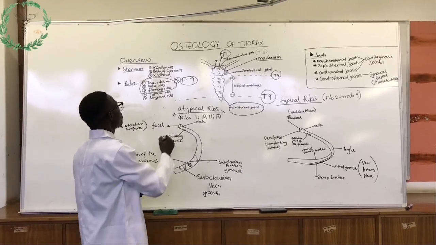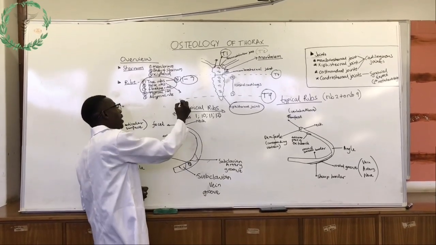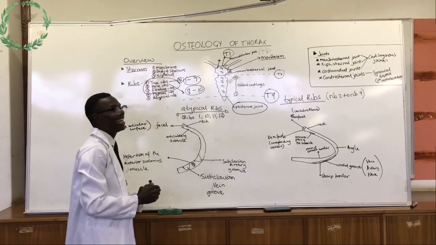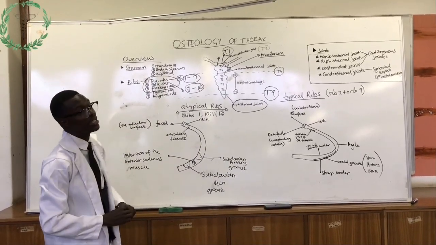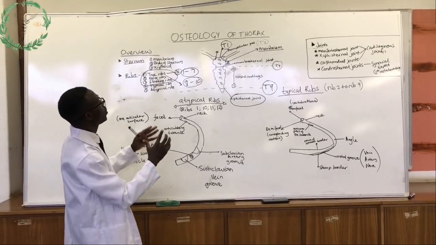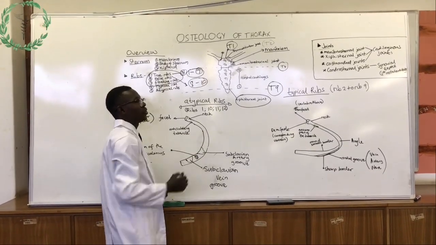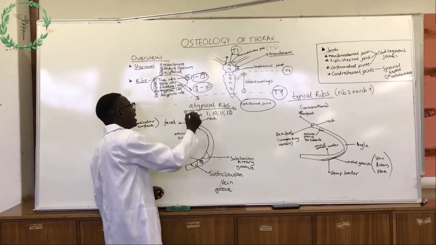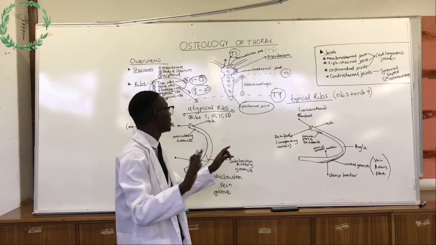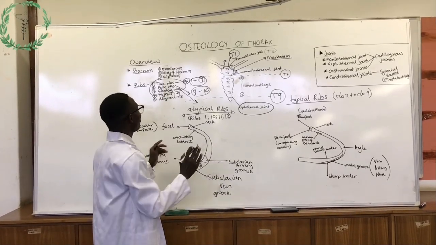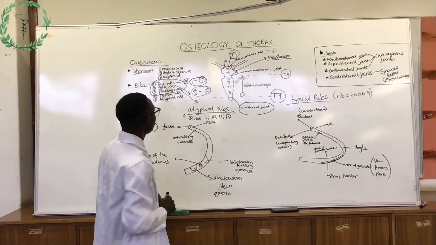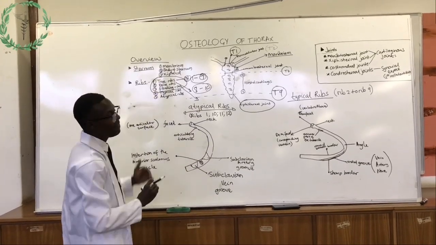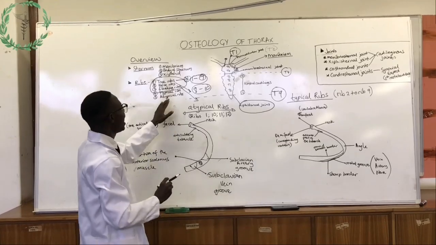And then we have false ribs. These are ribs 8 to 10. They indirectly articulate with the sternum, whereby they join the costal cartilage of rib number 7 to articulate to the sternum. And then we have floating ribs. They do not attach to the sternum, but rather their costal cartilages are suspended in the abdominal musculature. These three classes are further divided into typical ribs and atypical ribs.